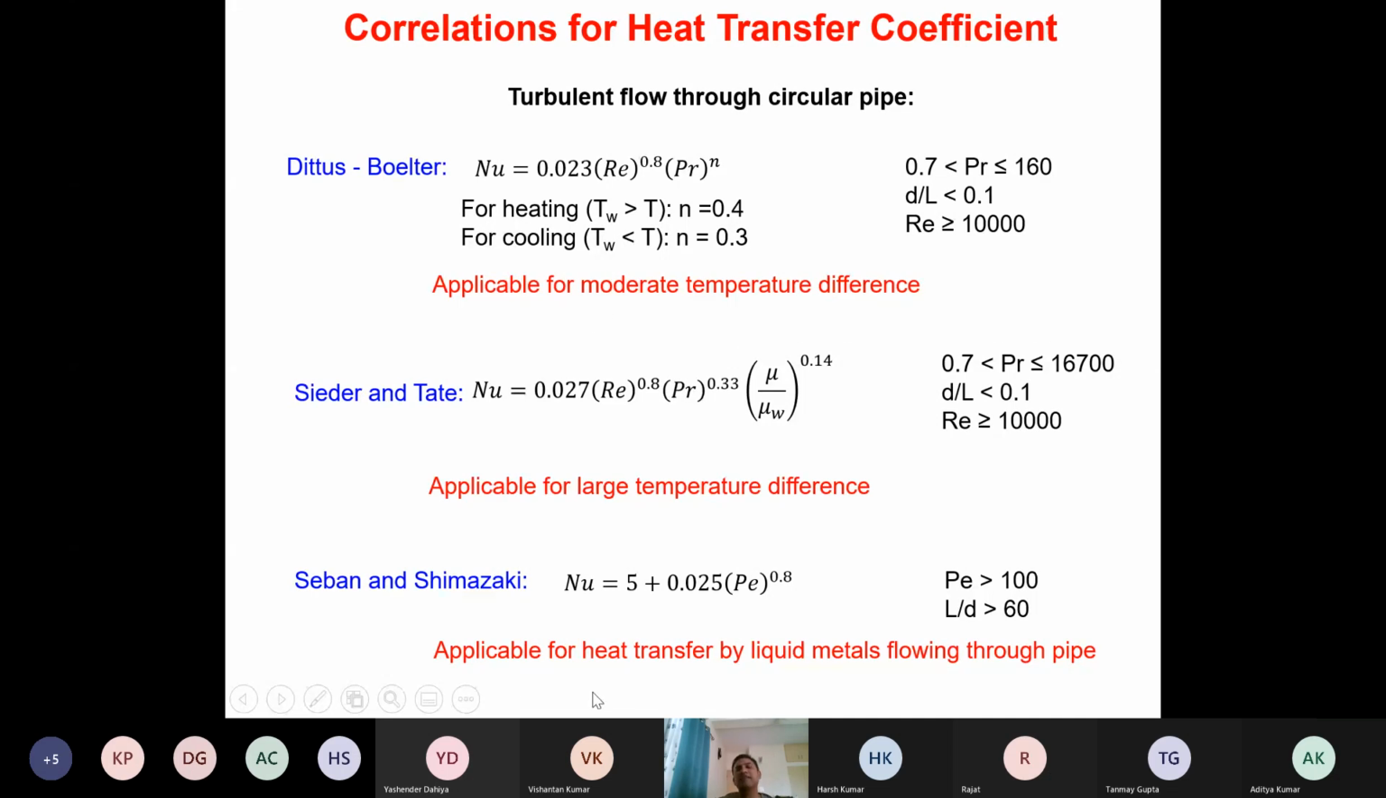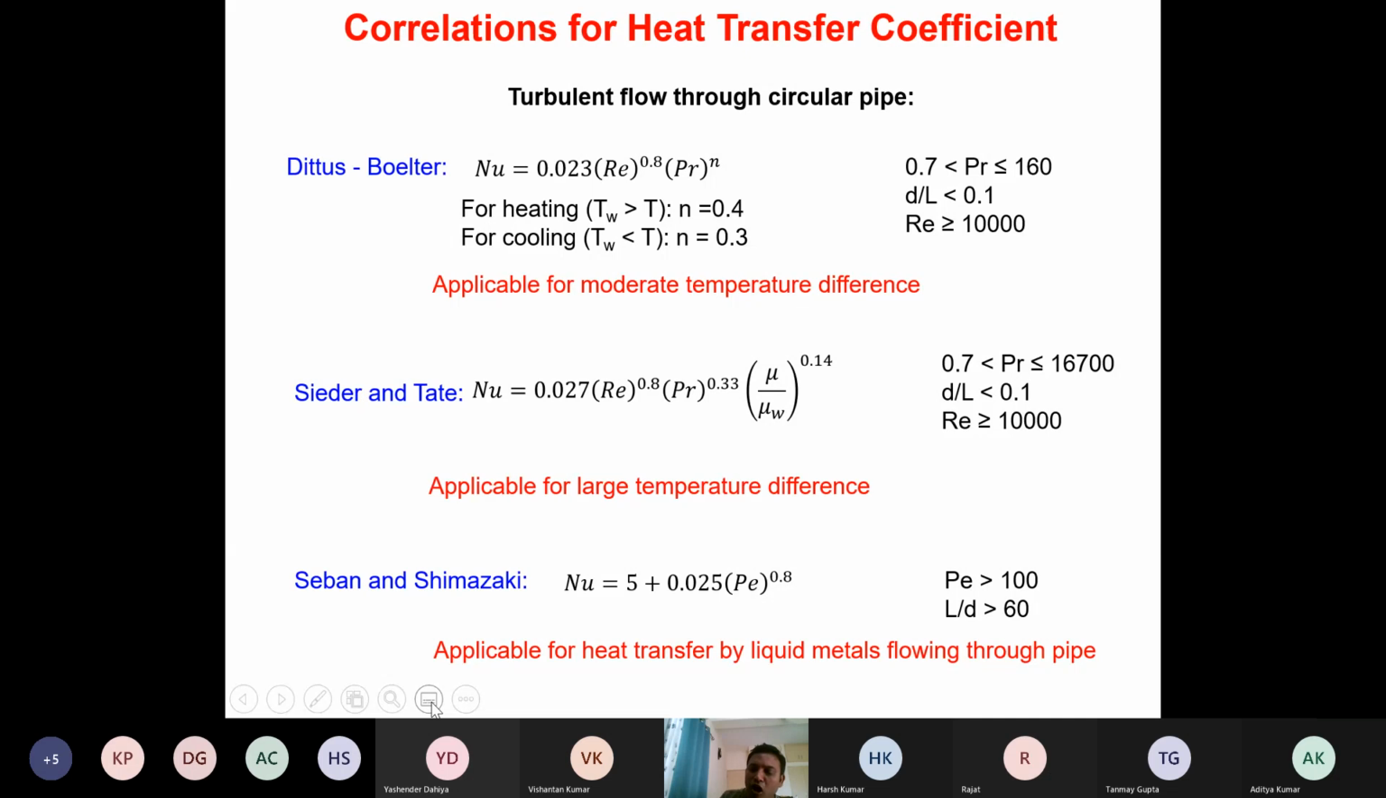Again, there is a last correlation which is used only for liquid metals flowing through a pipe. This equation is given by Seban and Shimazaki. Nusselt number is 5 plus 0.025 Peclet number raised to the power 0.8. Again, I am coming back to the same point. If you solve this particular problem analytically, what you get is Nusselt number equals 5. So this 5 coming in here, 5 plus, is not arbitrary. There is some physics involved. Okay, so we stop here.